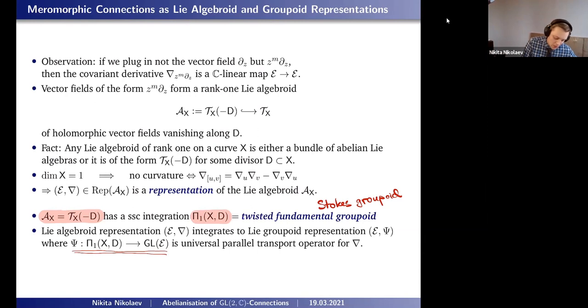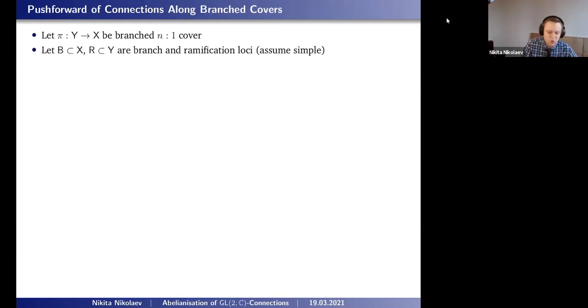Okay, so there's a bunch of operations that you can do with meromorphic connections or with representations of Lie algebroids or groupoids. One that I particularly care about is called a push forward. So if you have a covering map, so two Riemann surfaces, degree n branched covering, and you start with a meromorphic connection on Y, you can push it forward.